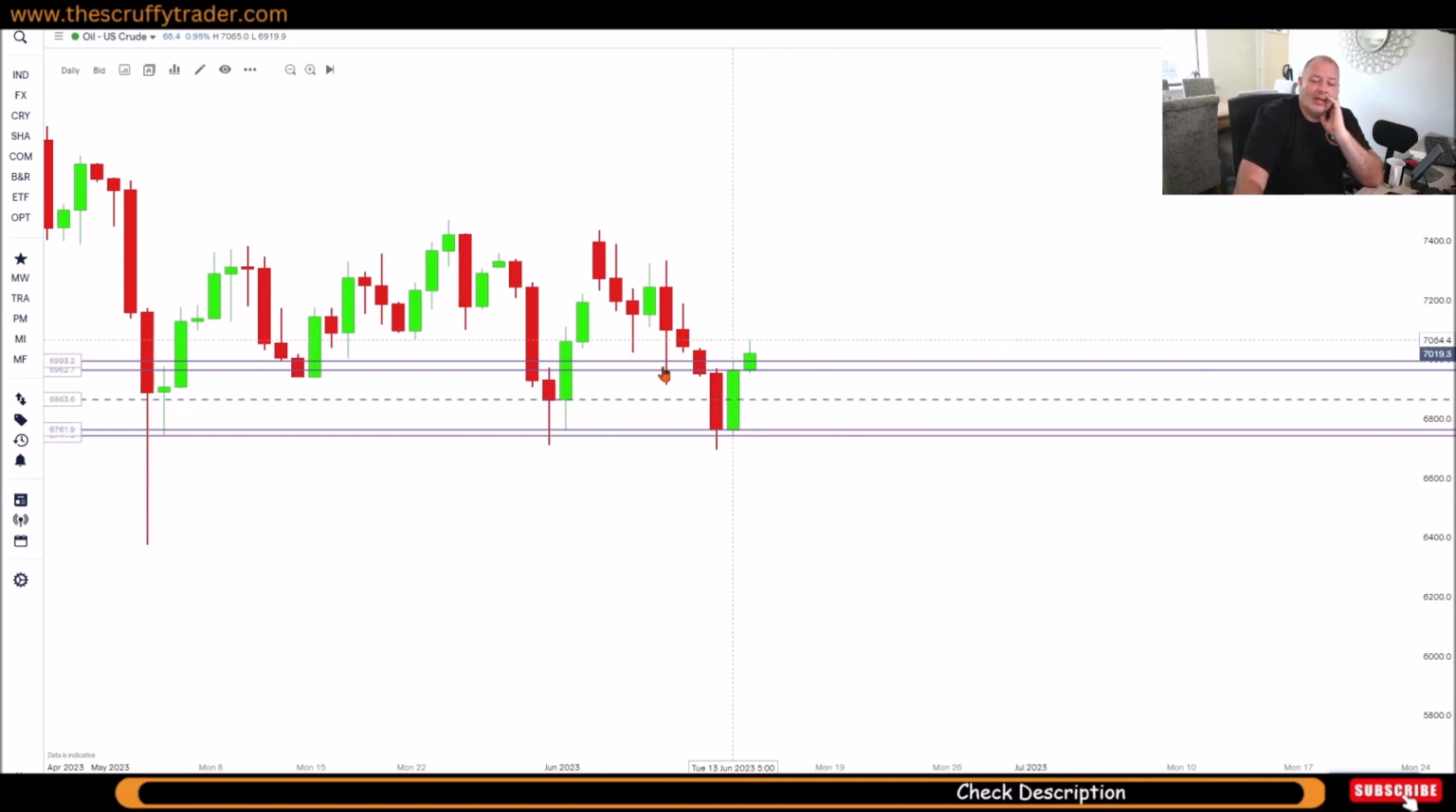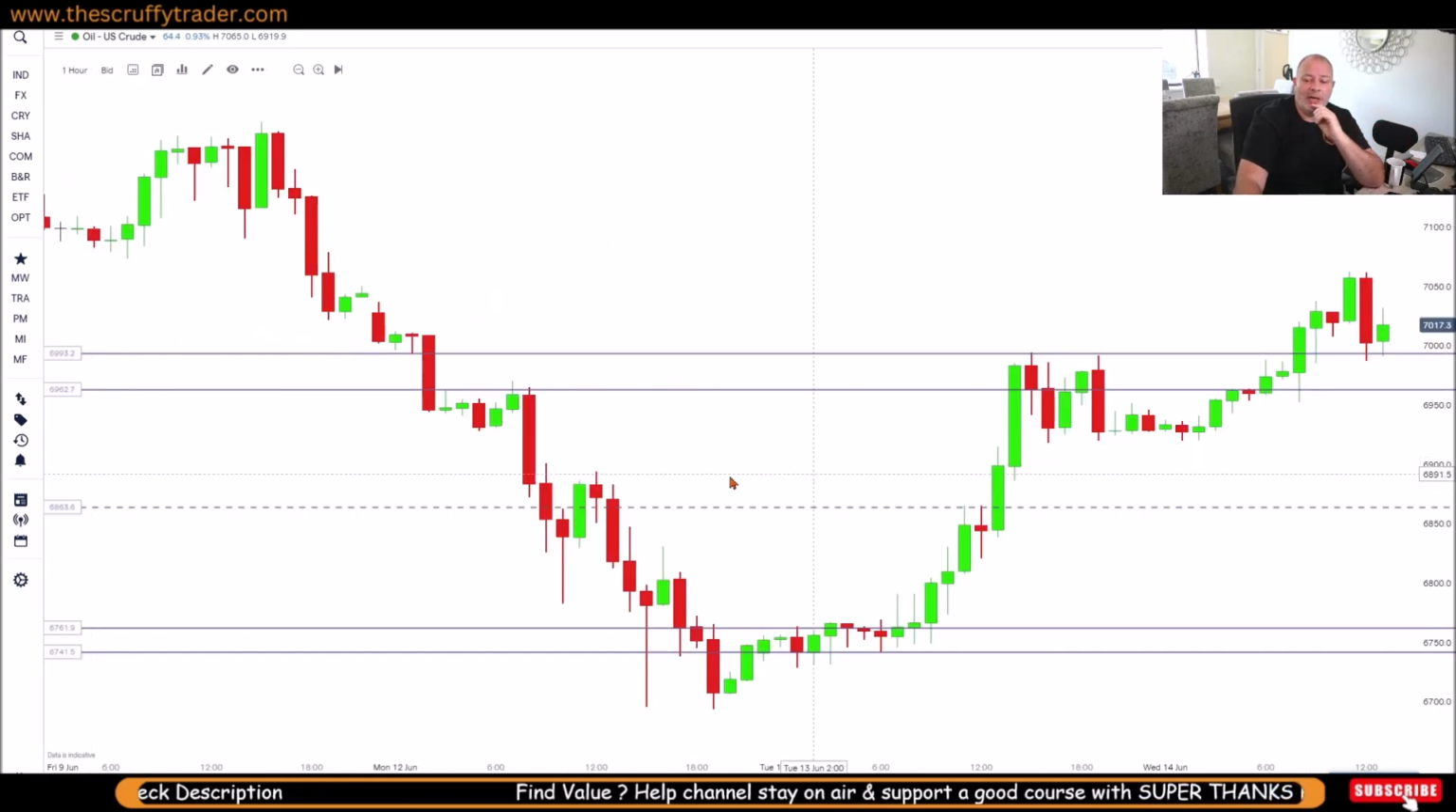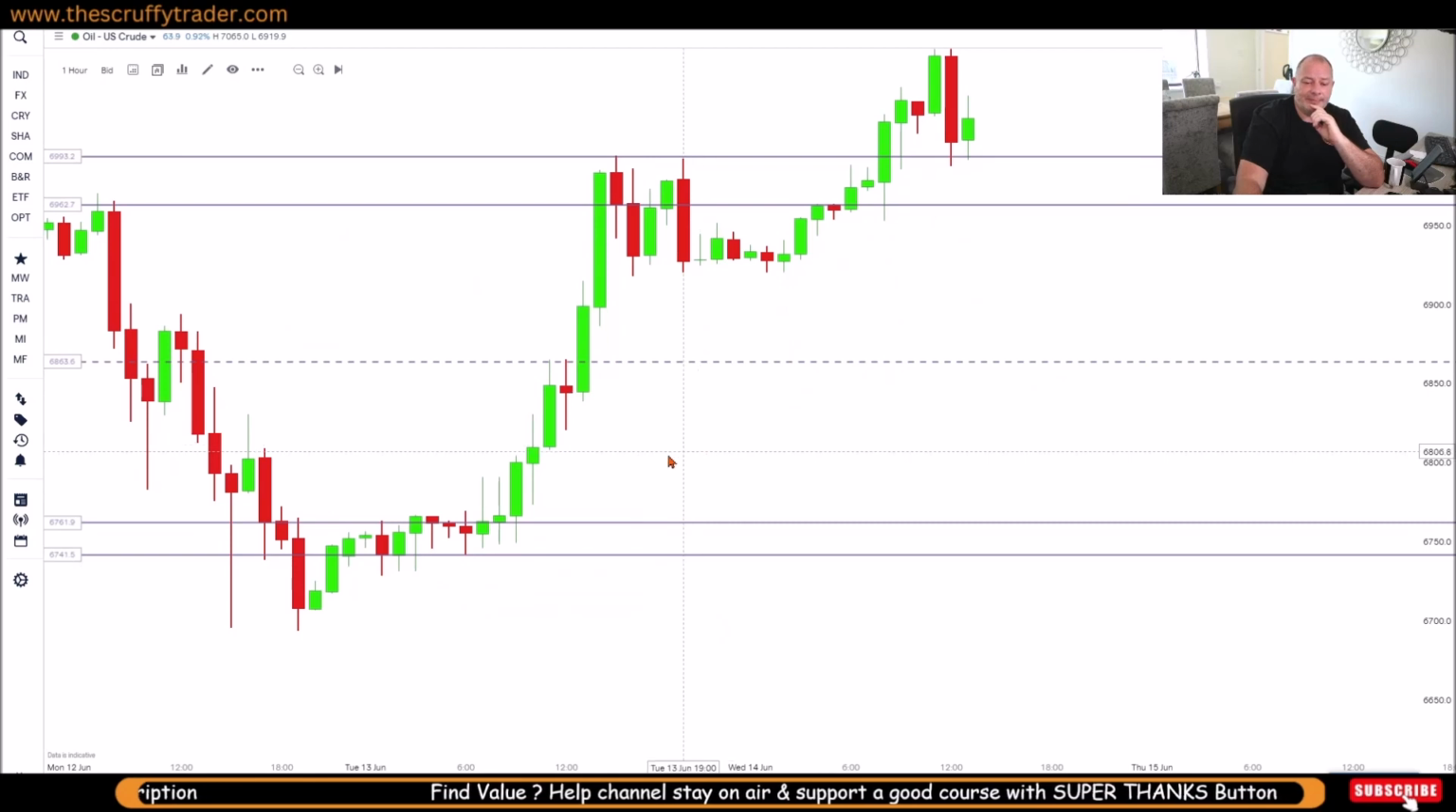Right. So what does that define? Well, that actually defines yesterday's range. So what you're looking for is to see how today is performing against it. Is it engulfed inside it? Has it broken out? Etc, etc. Okay. So if we take it to an hourly, you'll be able to see this.